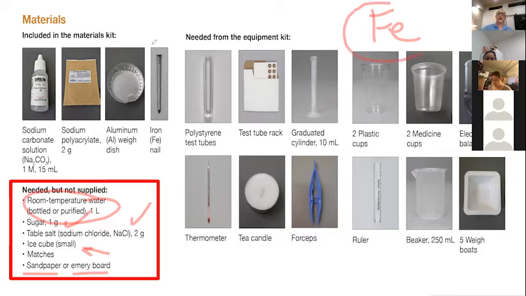Who else does iron react with? What happens to the iron nail if you leave it outside? It rusts. And what reaction is that? Who's iron reacting with to form rust? Water. Nope.